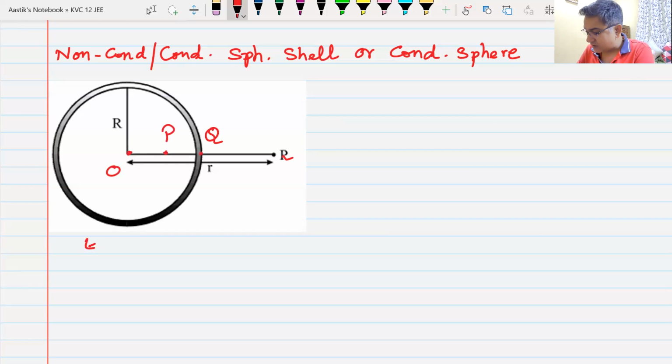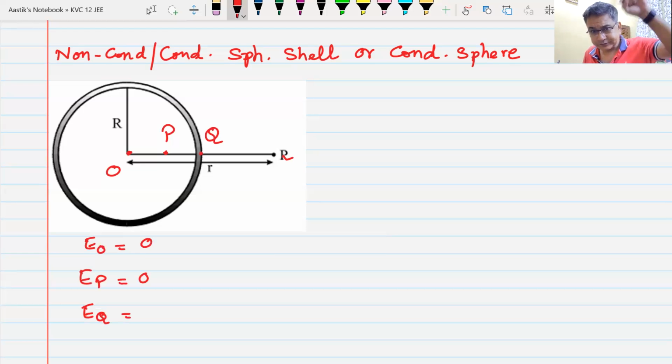What is the electric field at the center of the shell or sphere? 0, sir. What is the electric field at any point P inside the shell or the sphere? This is not rocket science. 0. What is the electric field at any point on the sphere? KQ by capital R square.